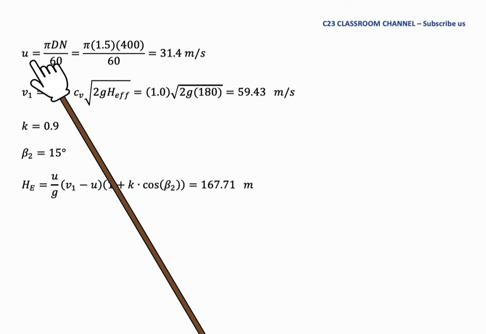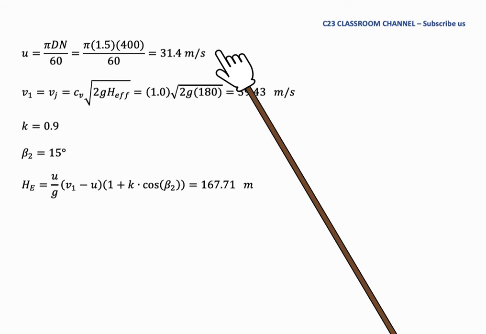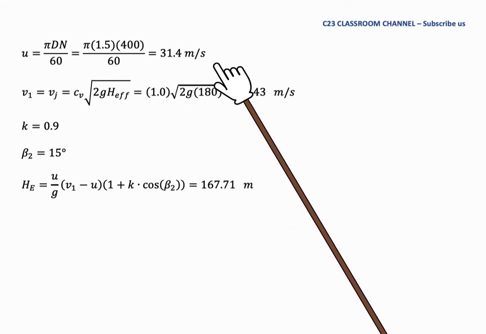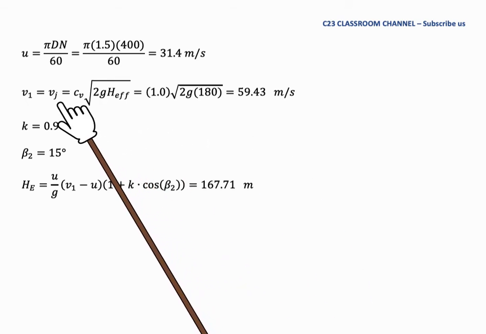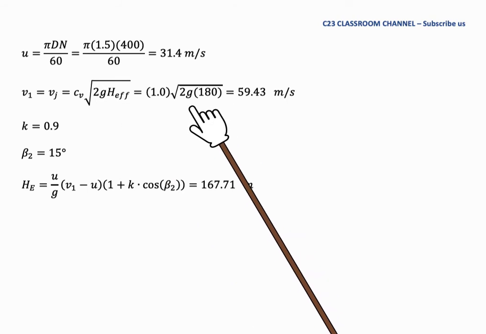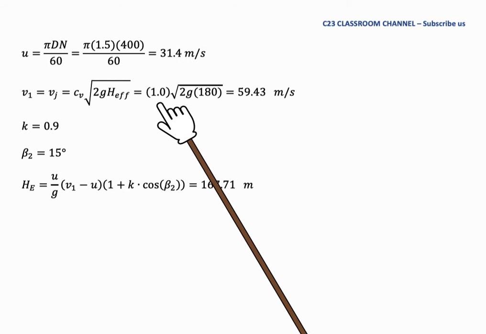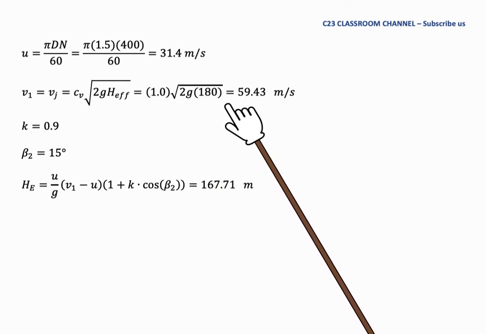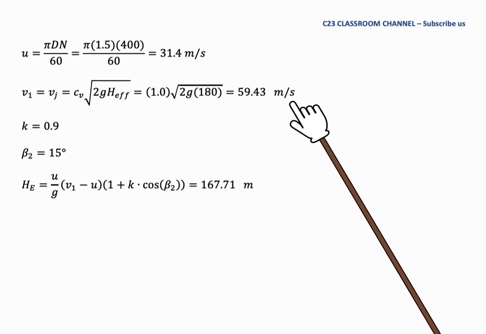From this equation, U equals pi D N over 60, we could calculate the wheel velocity U, which is equal to 31.4 meters per second. Then we could calculate the velocity of jet by using this equation, because we already know the value of effective head, which is 180. And in this question, we don't have any value of Cv, so we assume it is equal to 100%. So we put 1.0 here, and we could calculate the velocity of jet is equal to 59.43 meters per second.